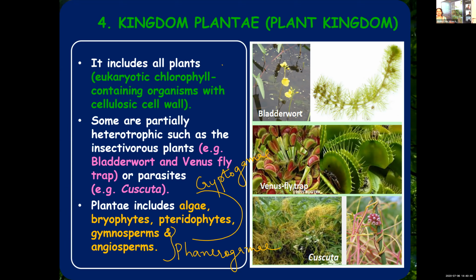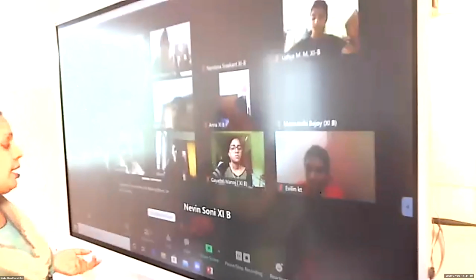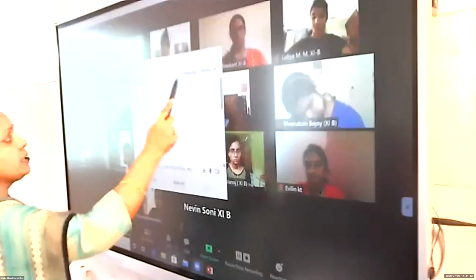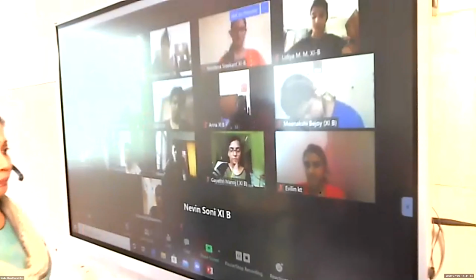Then the different divisions of the plant kingdom I also said. Actually, the plant kingdom has two sub-kingdoms, that is Cryptogame and Phanerogame. Cryptogame includes Thallophyta, Bryophyta, Pteridophyta. Phanerogame includes Angiosperms and Gymnosperms. This you had learned already in class 9. So I don't think these names are totally new for you.